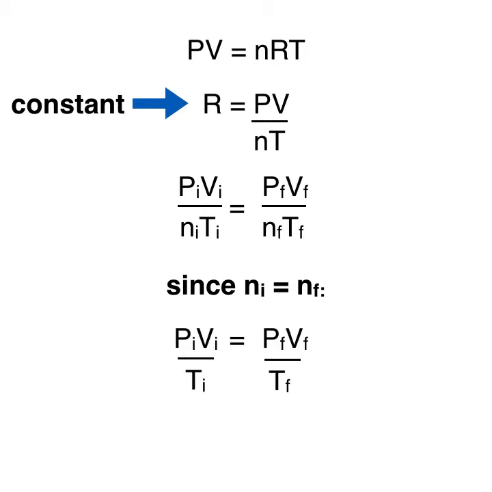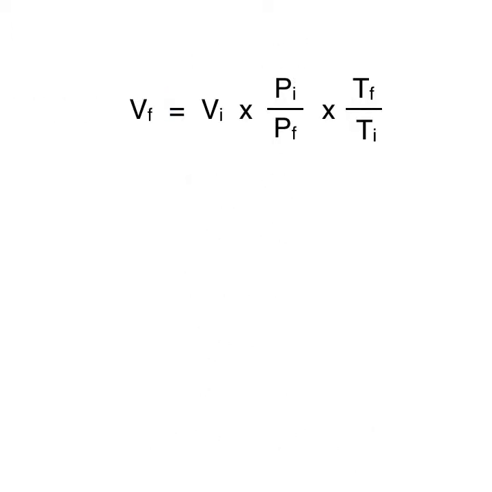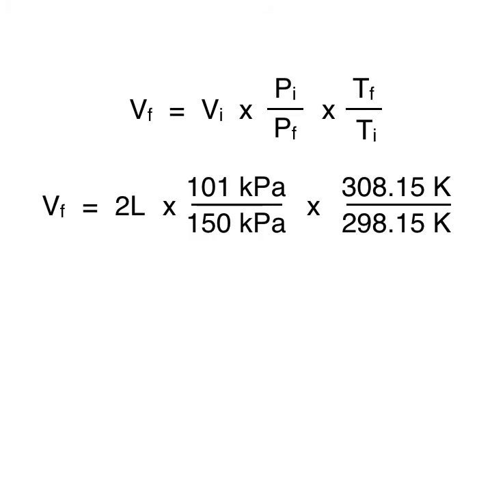Let's now rearrange this equation to solve for our desired variable, the final volume. This gives us the final volume equaling the initial volume multiplied by the initial pressure over the final pressure multiplied by the final temperature over the initial temperature. We can now substitute all the variables with the information we obtained from the problem. Performing this calculation, the kilopascal units and Kelvin units cancel out, and we are left with a final volume of 1.39 liters.